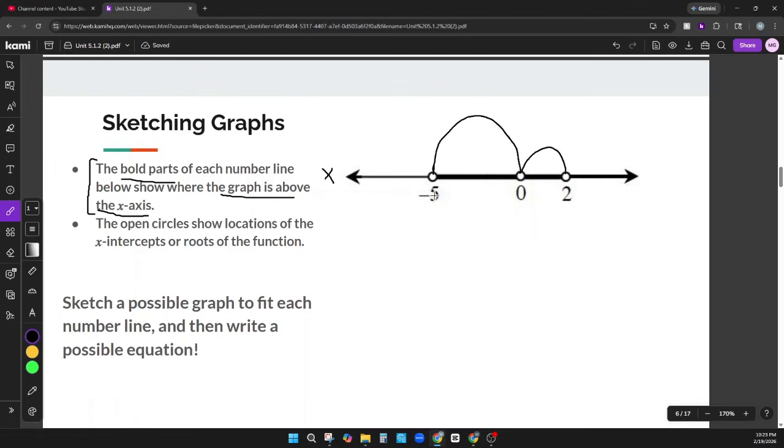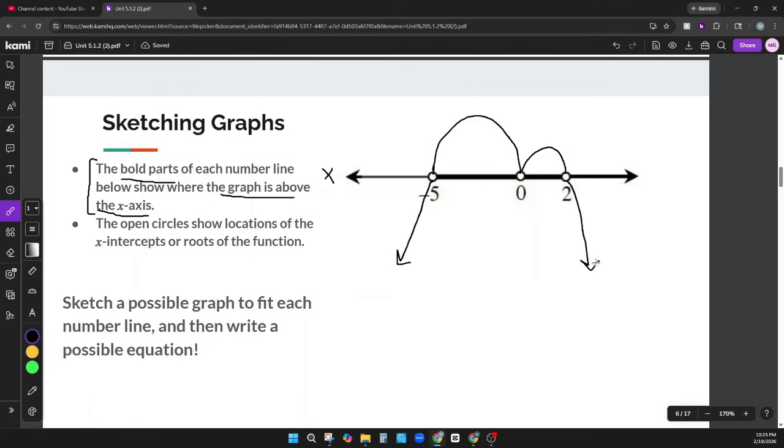And what is happening, though, is I need to infer information from my first bullet point. So the bold part of the number line is where my graph is above my x-axis, which means all the parts that are not bolded are where my graph is below my x-axis. So that means from -5 to the left is going to be where my graph is lower than my x-axis. Similarly, 2 to the right is where my graph is going to be lower than my x-axis.